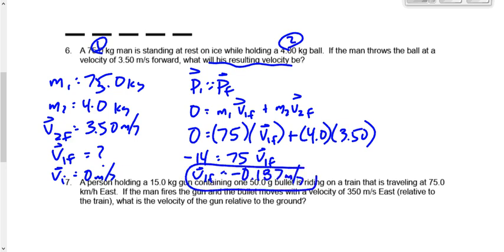Should it have worked out to be negative? Yes. The ball goes positive. The man goes negative. Is 0.187 a reasonable number? The ball went forward at 3.5. The man went backward at a lot less. Why? Because the man is heavier. Yeah, the man's a lot heavier, right? A lot less velocity because of his much greater mass.